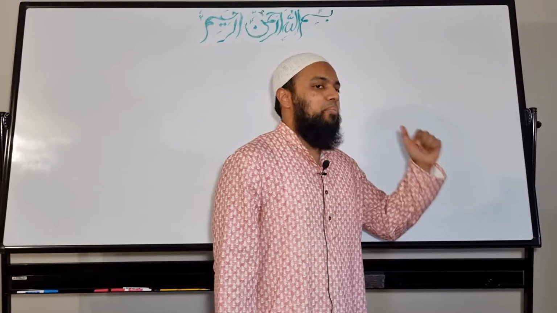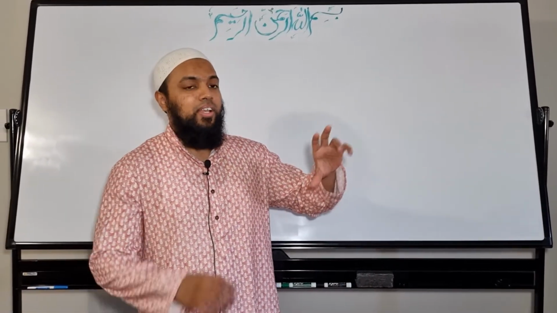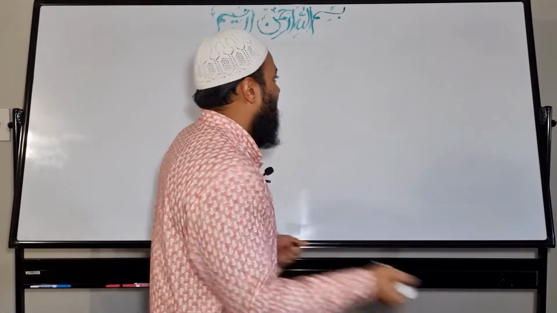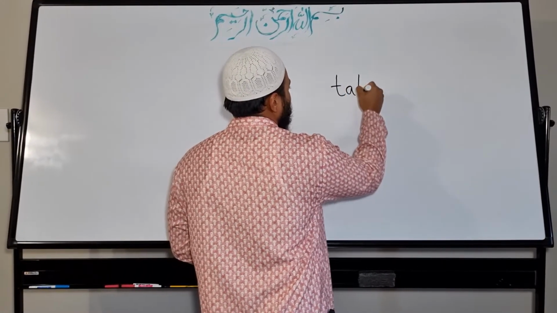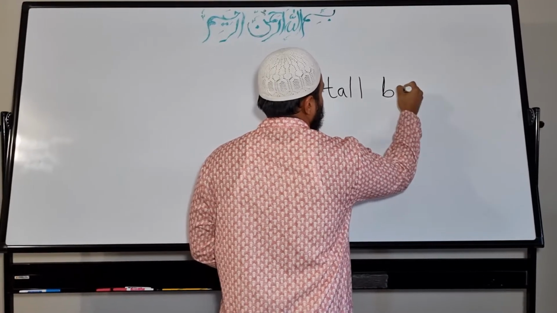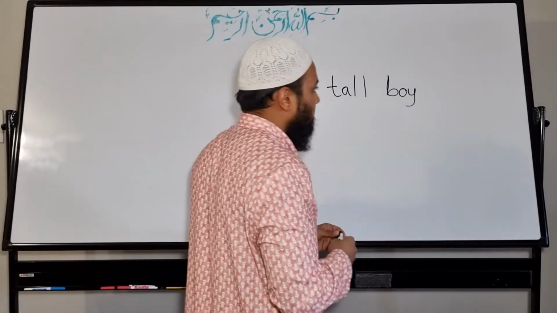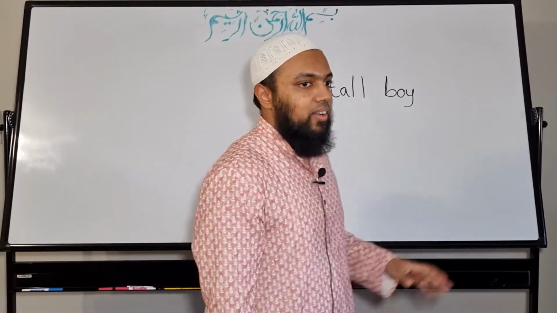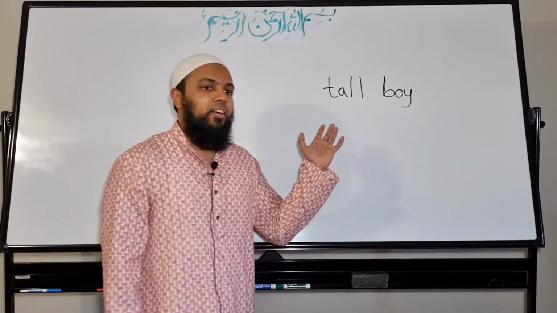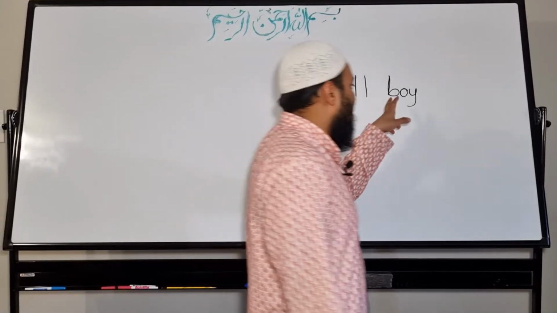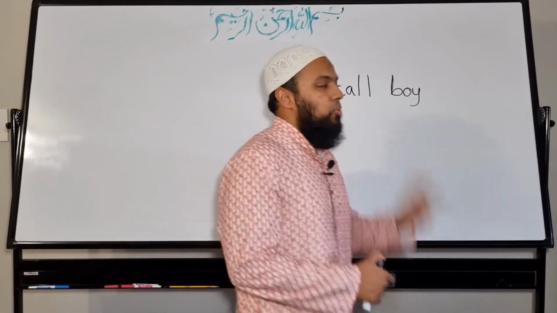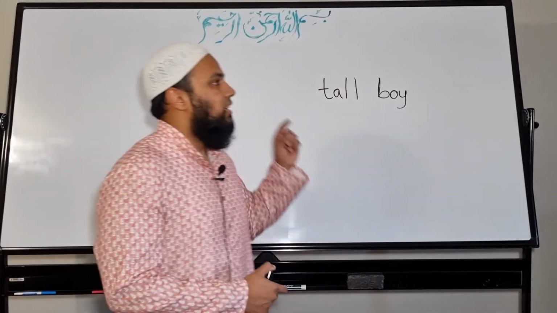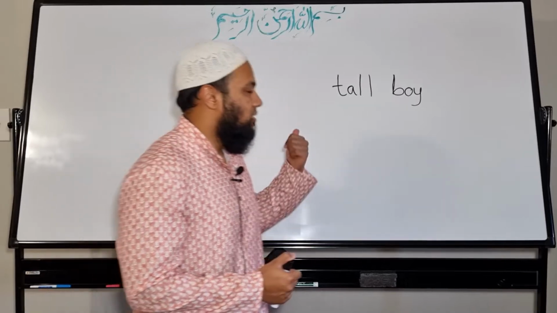Murakkab naqisa is that murakkab in which the meaning is not conveyed completely. It's called murakkab naqisa. Let me take an example. If I want to say tall boy, right? Is the meaning being conveyed completely? No, right? There's an ism and the other is like a characteristic of that ism. There are two words, and the meaning is not complete. So that's why it is murakkab naqisa.